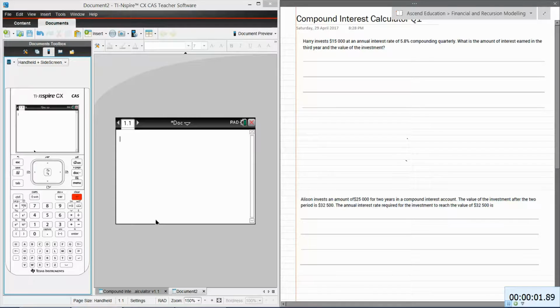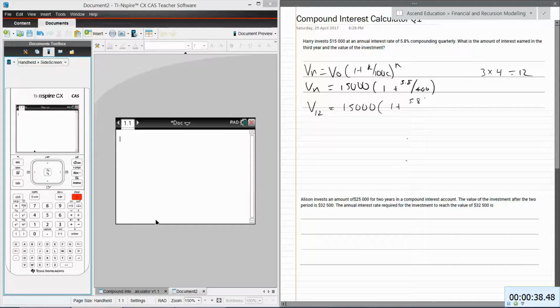We know that Vn for the rule, which is what I usually use, is 1 plus r on 100c to the power of n. You need to remember that n is a number of periods. So if we fix that up, Vn is equal to 15,000 times 1 plus r, which is 5.8, and it's compounding quarterly, so it's 400, because that's 100 times 4. Now we need to find the value in the third year, so we're looking for V12, because 3 years times 4 compounding periods is 12. So it's 15,000 times 1 plus 5.8 divided by 400 to the power of 12.